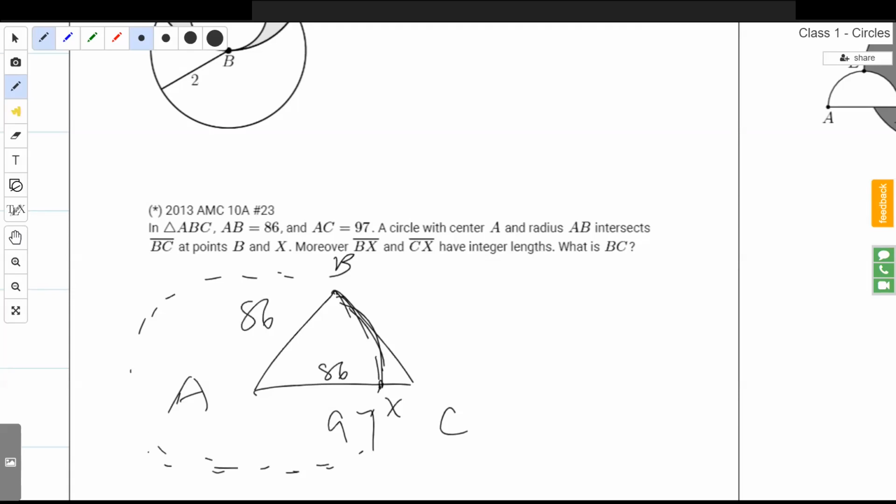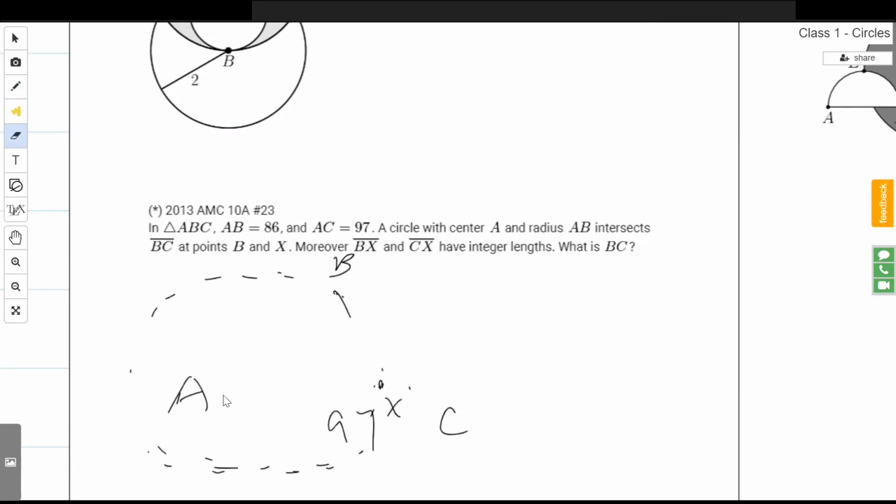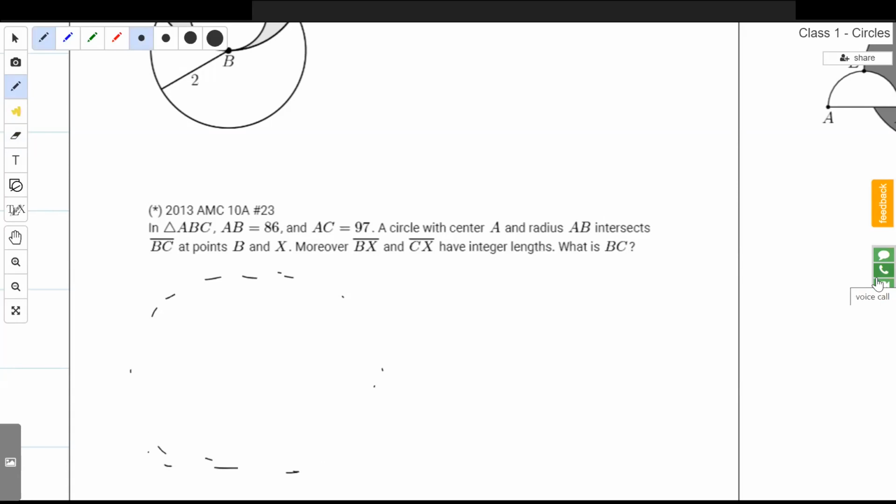So now we're given that BX and CX. Okay, wait, I did this wrong. Oh wait, we're going the wrong way. Sorry, I'm wasting your time here. I didn't interpret the problem right. But basically, let's try this again.